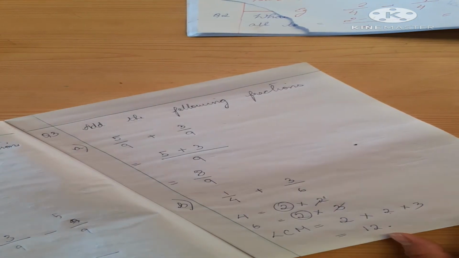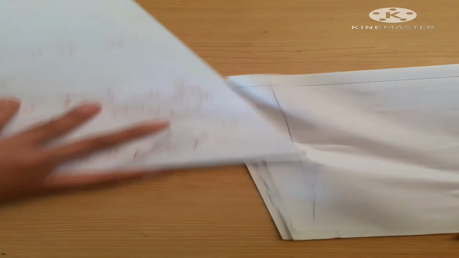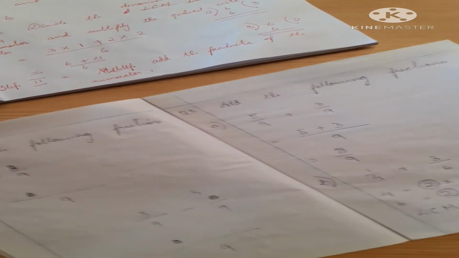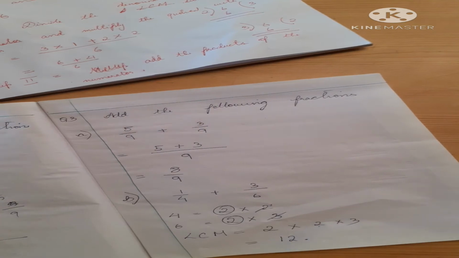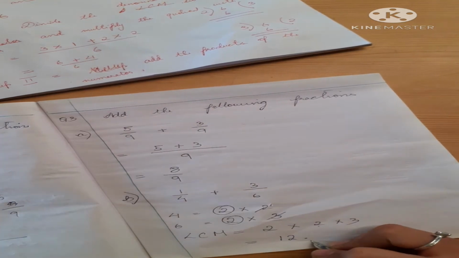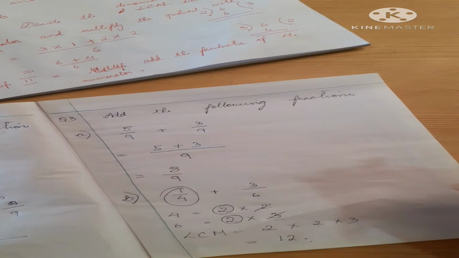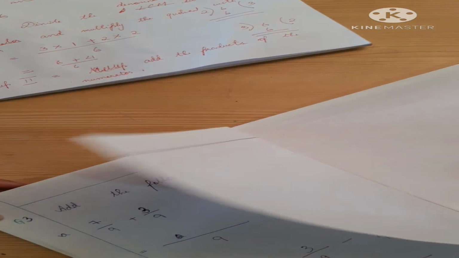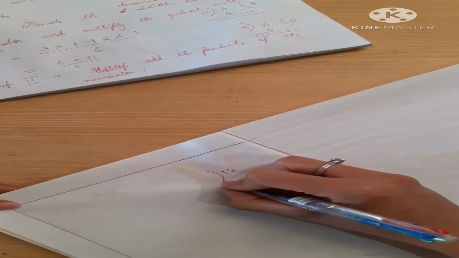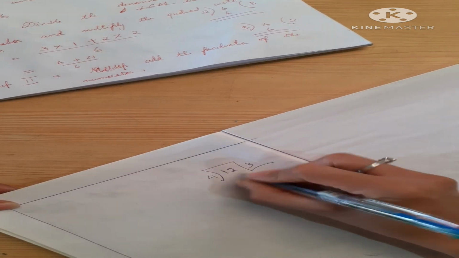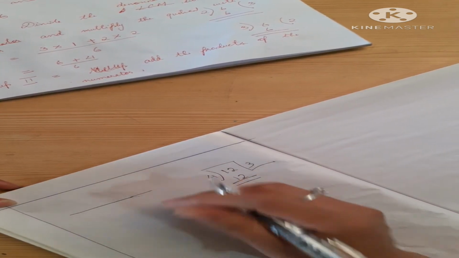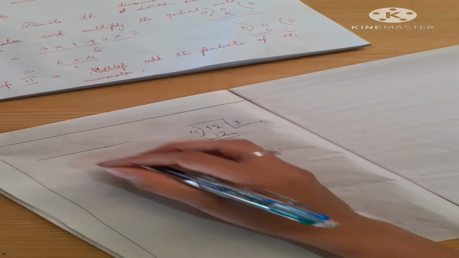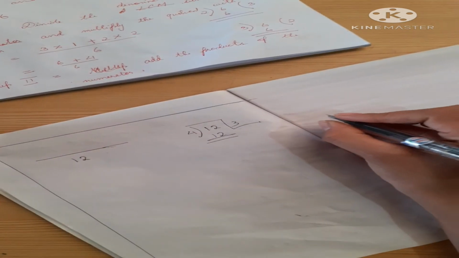Now we solve number B on the next page. What is the second step? Now that we have the LCM, step number 2 is to divide the LCM by the denominator. The LCM is 12. The first denominator is 4. 12 divided by 4, 4 threes are 12.